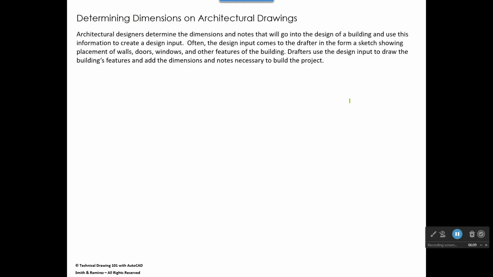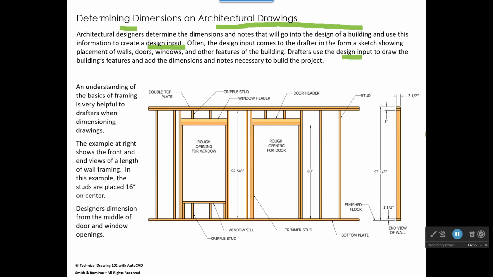All right, so architectural designers, whether they're architects or just designers, determine the dimensions and notes that will go into the design of a building. And they use this to create design input. This could be a sketch showing the drafter the placement of walls, doors, windows, and other features. Drafters will use the design input to draw the building's features and add dimensions and notes as necessary to build the project.